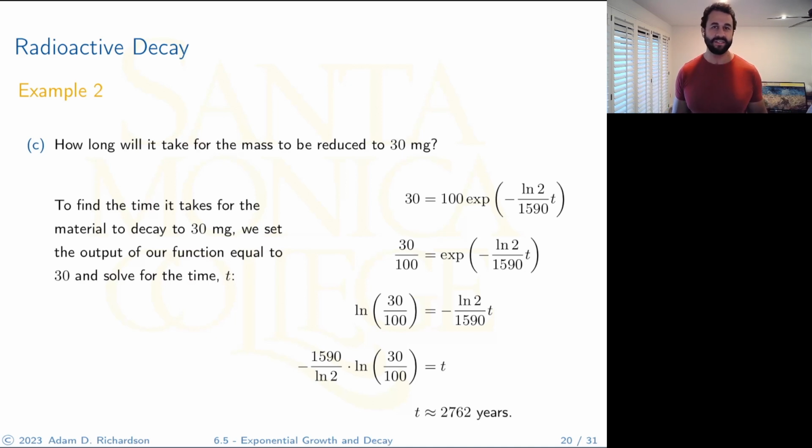Like, how many years is that exactly? Or at least close to? Well, it's about 2,762 years. There you go. So according to this model, the natural law of decay, it'll take about 2,762 years for 100 grams of radium-226 to decay to 30 milligrams. All right. Okay, so that's radioactive decay.